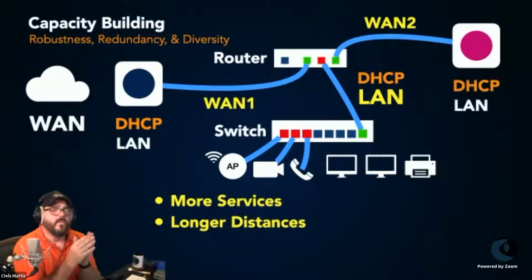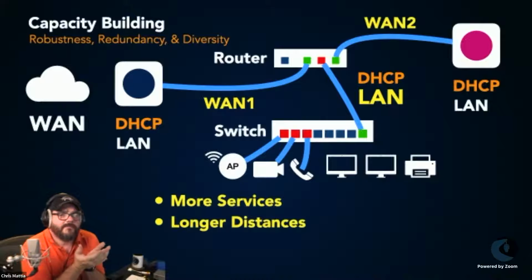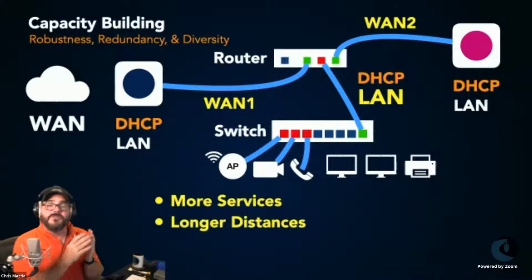Now, with a router, it opens up the possibility for you to have multiple WANs simultaneously. And that is wicked cool. So what you're doing here is, let's say you have two hotspots.